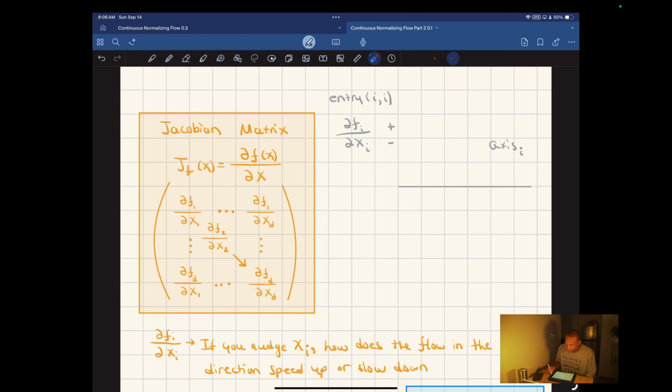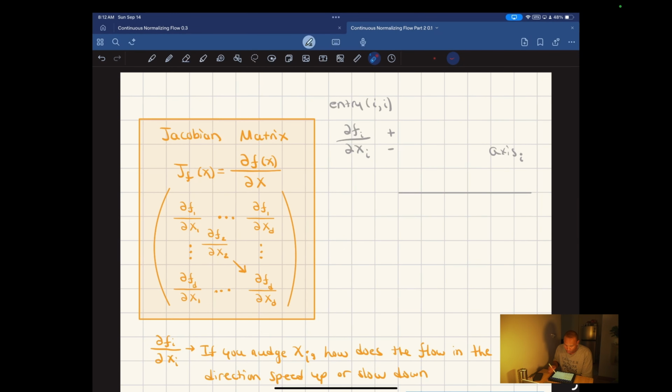If an infinitesimal nudge results in a negative value, that means particles are moving towards each other. And that means that density is increasing.